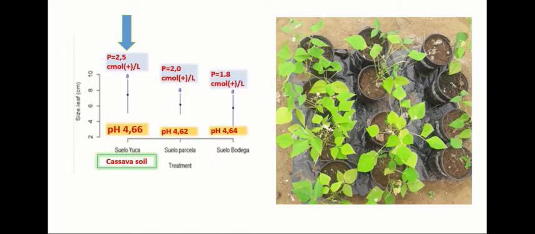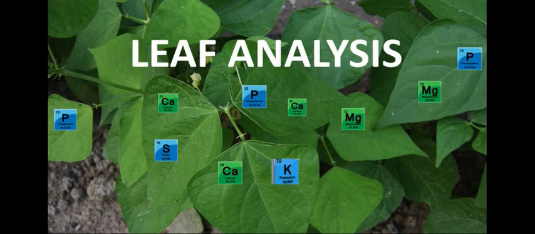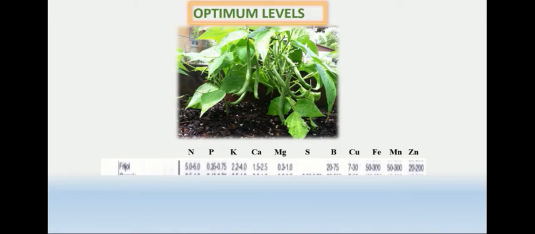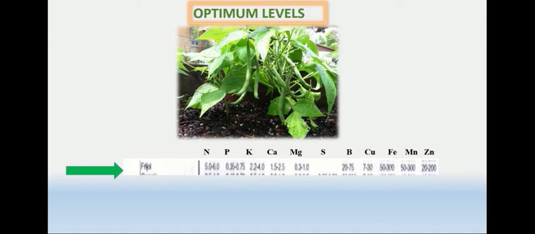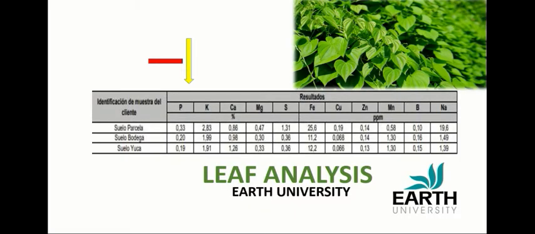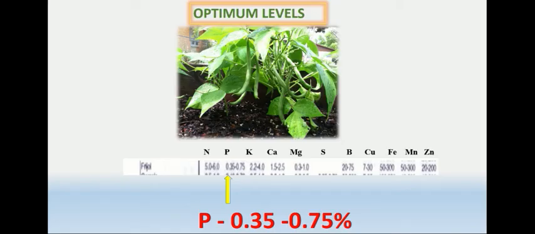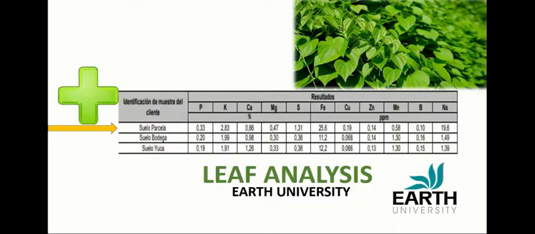Leaf analysis. The common beans have optimum levels for each nutrient when healthy. In relation to these levels, the leaf analysis from the laboratory revealed that the phosphorus uptake in the plants was low, where the optimum levels of phosphorus in beans should be 0.35 to 0.75%. There was more uptake by plants that were in soils in the plot, which is the soil parcella.